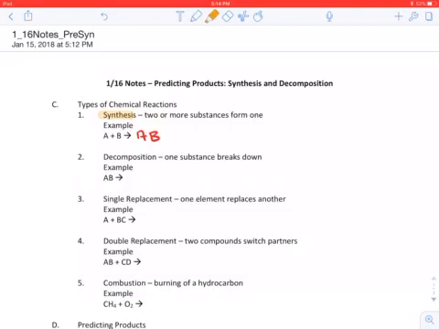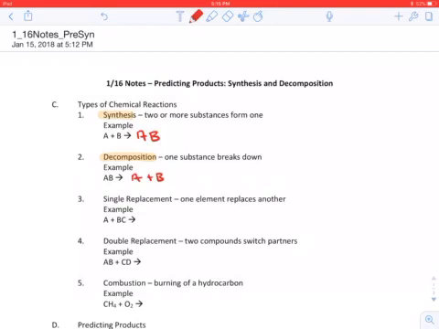Our second type of chemical reaction was decomposition, and this is where we have one substance breaking down into many, or at least 2. So if we have AB, it's going to be just the opposite of synthesis. It's going to break down into A plus B. Those are the 2 easy ones, and those are the ones we're going to predict products for in just a few minutes, but let's cover the other 3 types of chemical reactions.